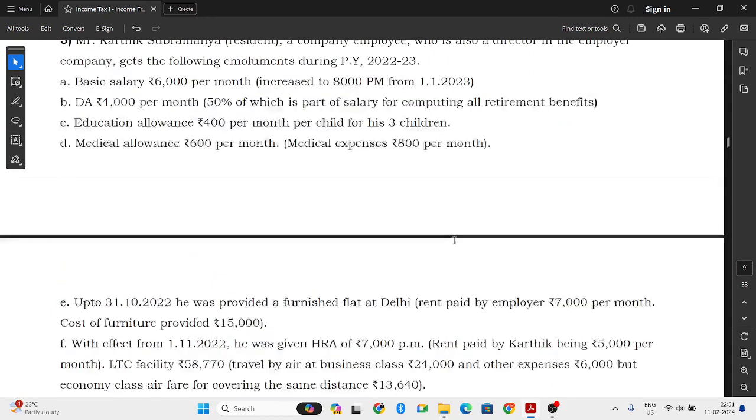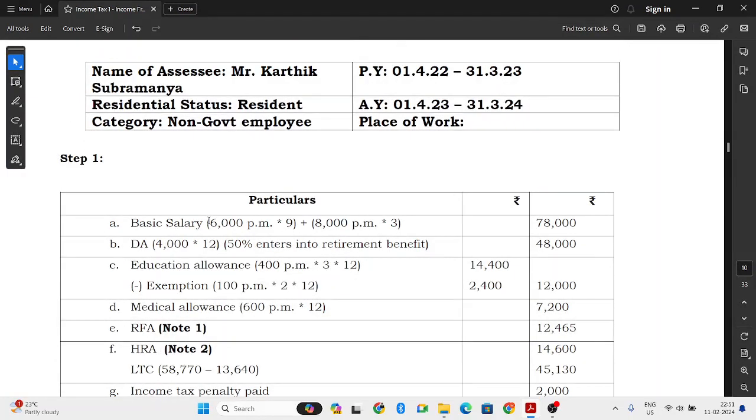Next, DA was given 4,000 per month, but only 50% will enter into retirement benefits. So 4,000 into 12 will be 48,000. This 50% we'll consider when calculating gratuity and other things. But when computing gross salary, the complete amount will be taken.